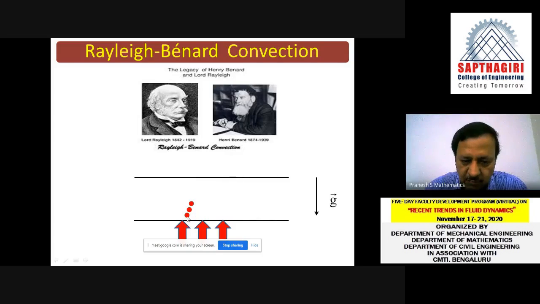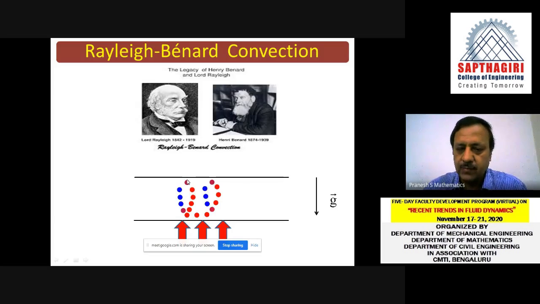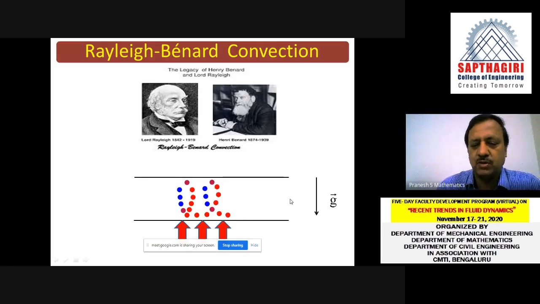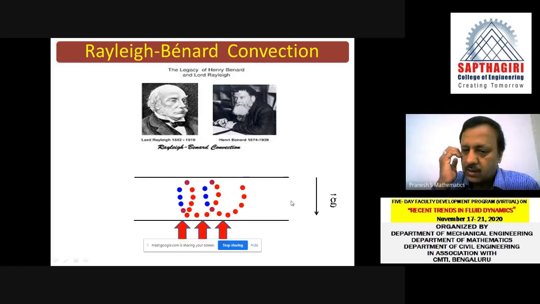When we heat the fluid, the fluid particles at the bottom layer get heated up and move towards the upper plate, and because we are cooling the upper plate, they lose the heat, become heavier and move downwards. So these upgoing and downcoming fluid particles release a potential energy which gives the kinetic energy for the motion of the fluid. This is how the Rayleigh-Bénard convection takes place.